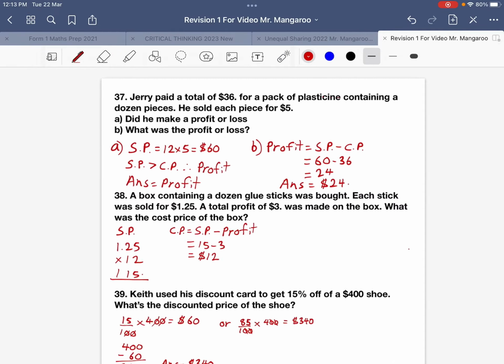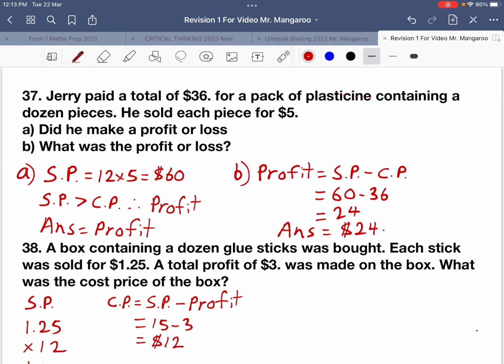Number 37, we have profit and loss. So 36 is the cost price. He sold each piece for $5 and it's a dozen pieces. So 12 times 5 is 60, so the selling price is 60. The cost price is 36. So since the selling price is higher than the cost price, he made a profit. The profit is selling price take away cost price, which is $24.